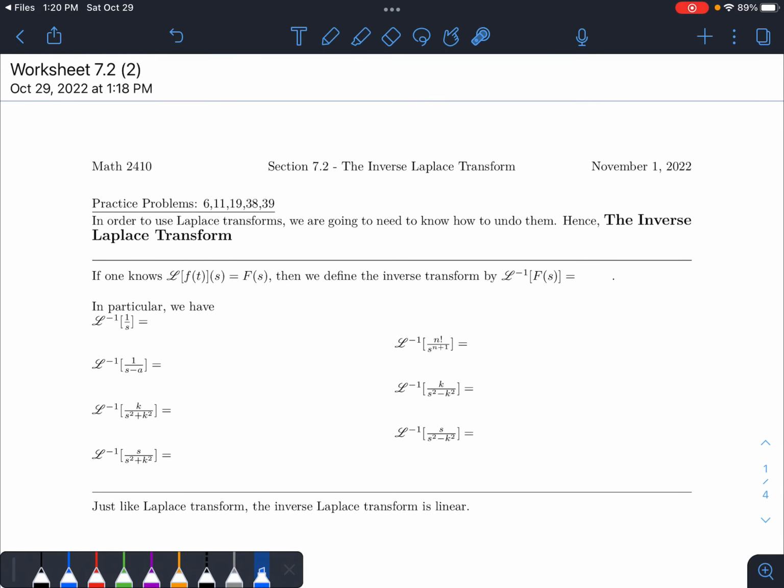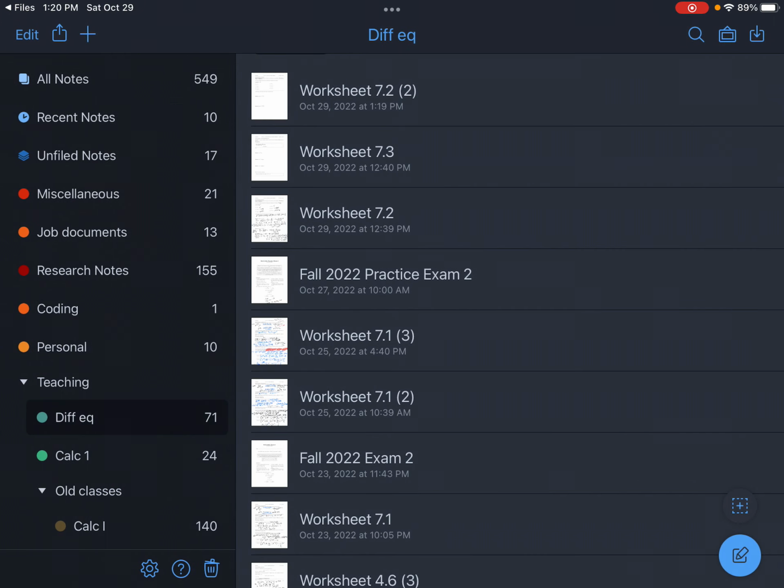And so today we're going to be talking about the inverse Laplace transform. So in order to use Laplace transforms when solving differential equations, we also need to know how to undo them.